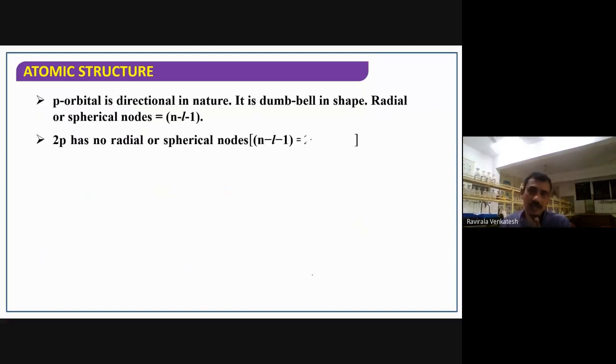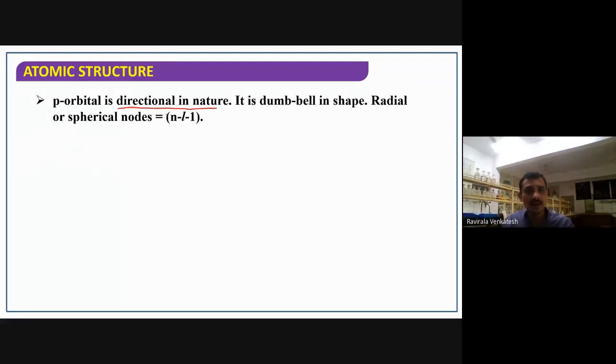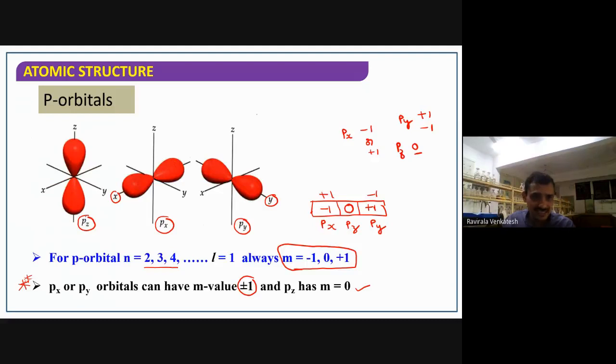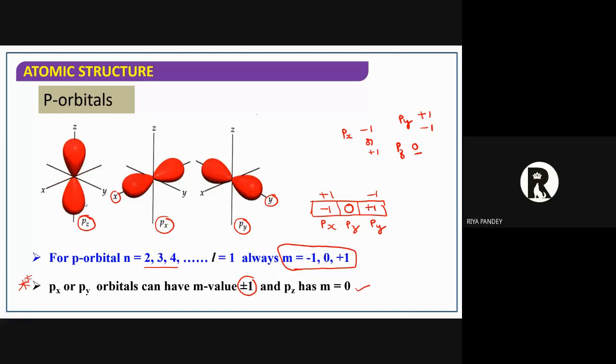Now, the s orbital, I just told you, is non-directional. But the p orbital is directional in nature. See, if you observe this orbital, it is directional. Which direction does the Pz orbital have?